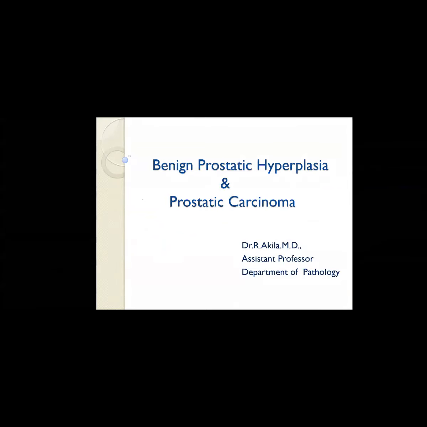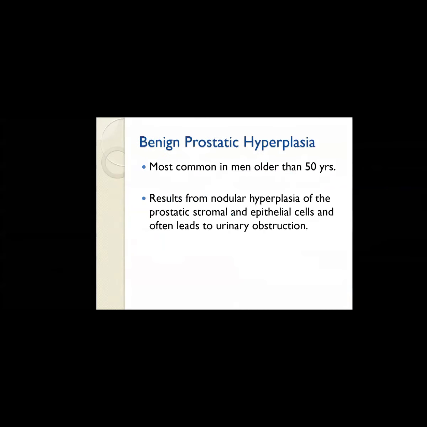Okay. The next topic will be about benign prostatic hyperplasia and prostatic carcinoma. The terminology benign prostatic hyperplasia indicates what it is. Hyperplasia means an increase in the proliferation of the number of cells, right? And because it is of the prostatic gland, you call it prostatic hyperplasia. And because of its nature, it is benign, so you call it BPH or benign prostatic hyperplasia. Usually it is present in men older than 50 years and results in nodular enlargement, and there will be proliferation of both the stromal cells and the epithelial cells, and usually they will present with a urinary obstruction.